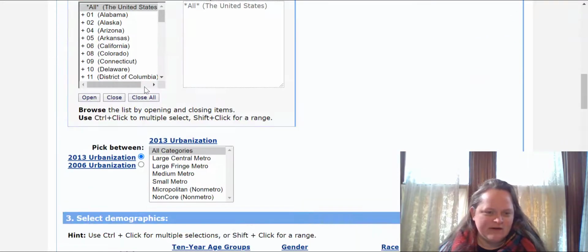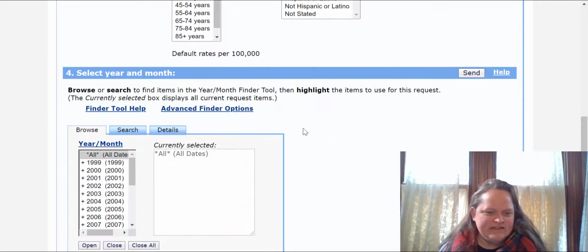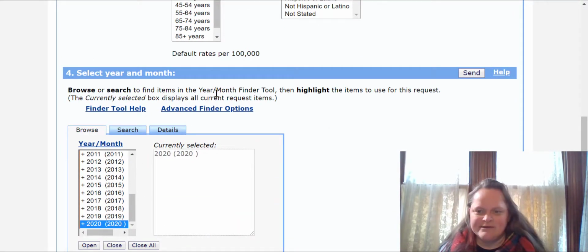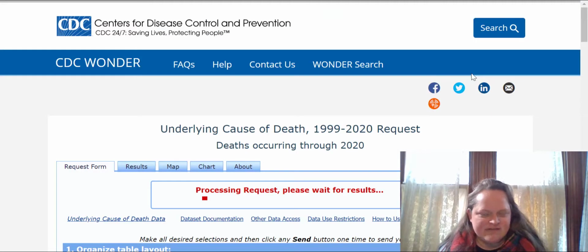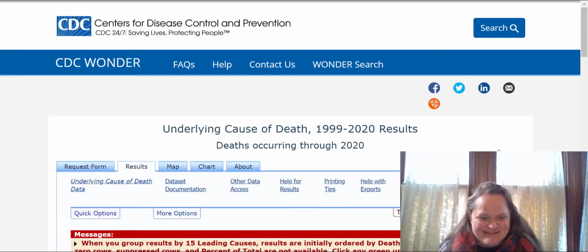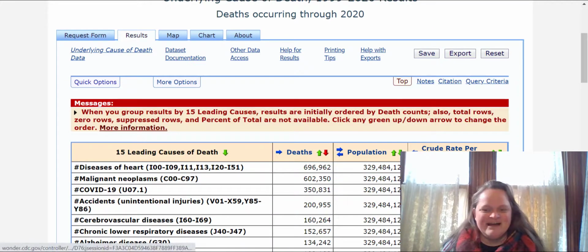So we'll go down here, and we just want to select year and month. I just want 2020. And I want the top 15 causes of death for 2020. COVID should show up on that, right? It's number 3. Ta-da! It's number 3, and we see the code for COVID.